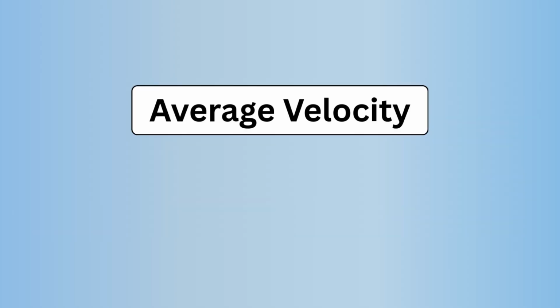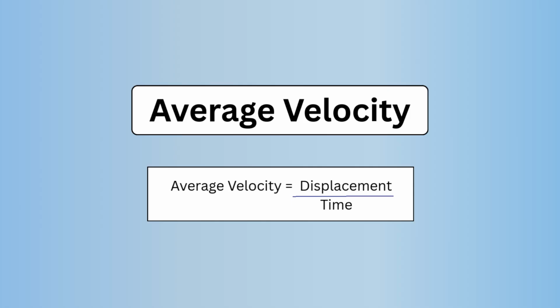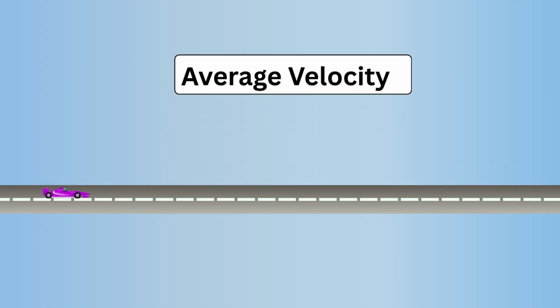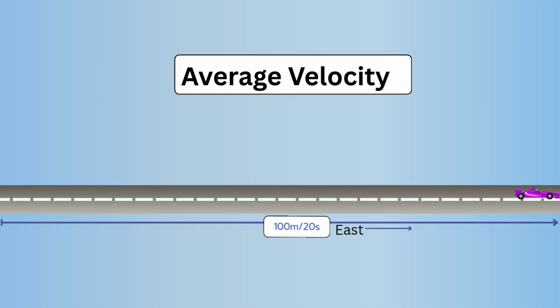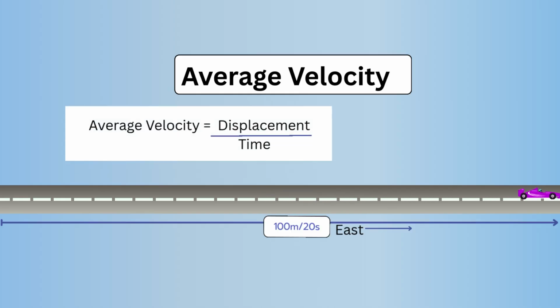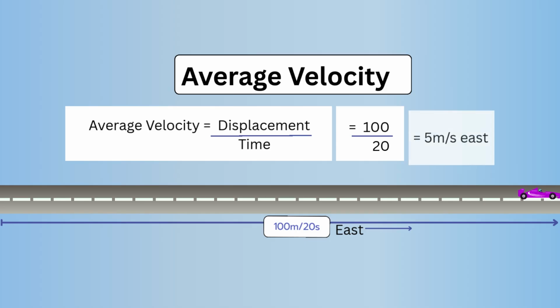Next, let's understand average velocity. Average velocity is the total displacement divided by the total time taken. It tells us how fast an object changes its position in a specific direction. For example, if an object moves 100 meters east in 20 seconds, then average velocity equals displacement divided by time, equals 100 meters divided by 20 seconds, equals 5 meters per second east. Average velocity always includes direction, because velocity is a vector quantity.